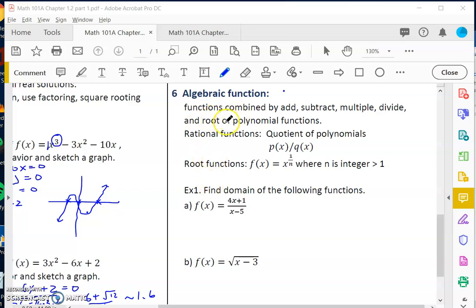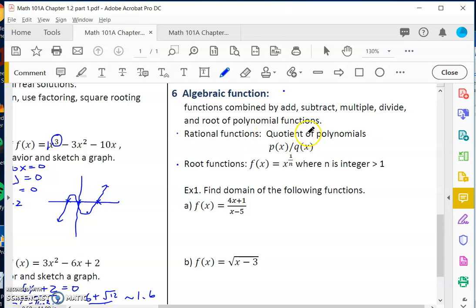Okay, so first, other than polynomial functions, if we combine polynomial functions by add, subtract, multiply, divide, and taking root, we will introduce a group of functions called algebraic functions. And in particular, we will have two types that are very important. One is rational functions, which is the quotient of two polynomial functions. So we have p of x, which is a polynomial, and q of x, which is another polynomial. And if we have a function like that, that is called a rational function.